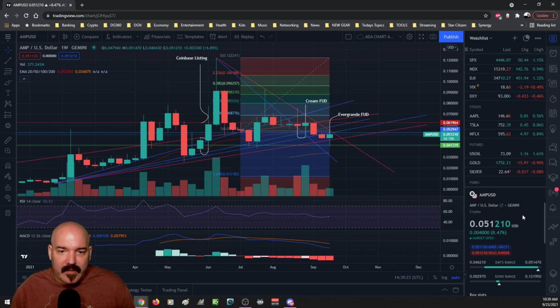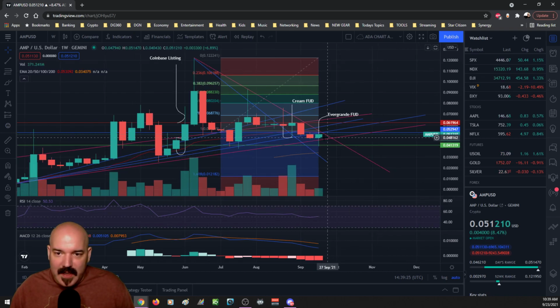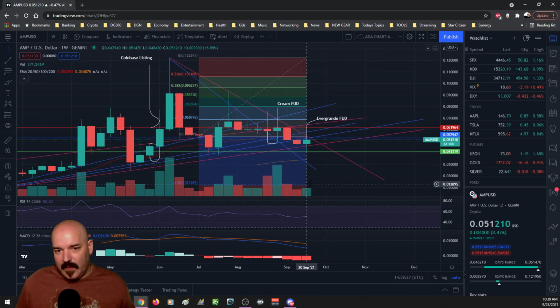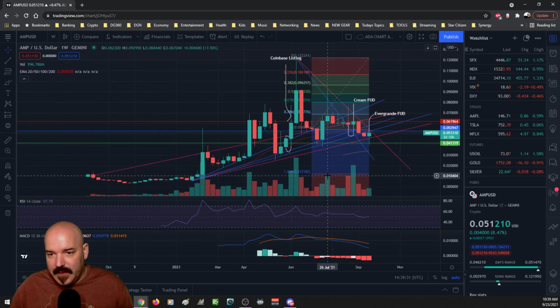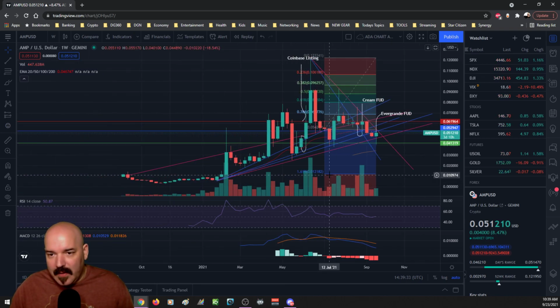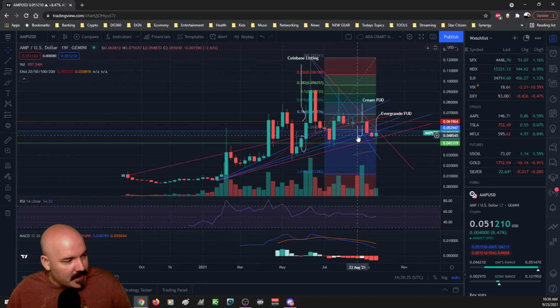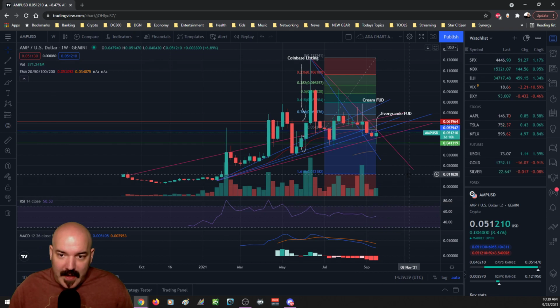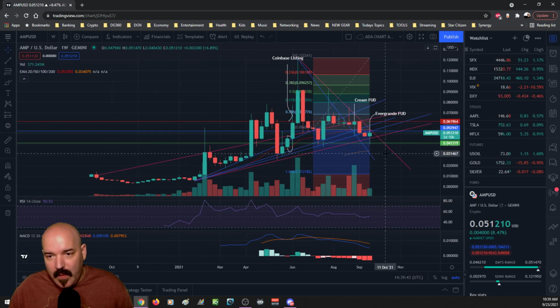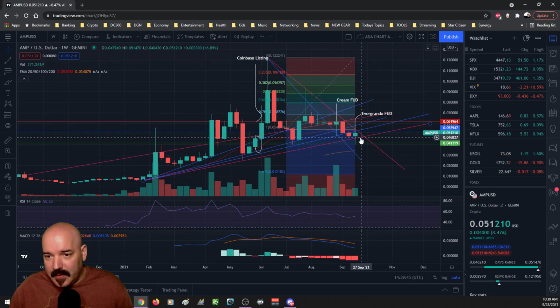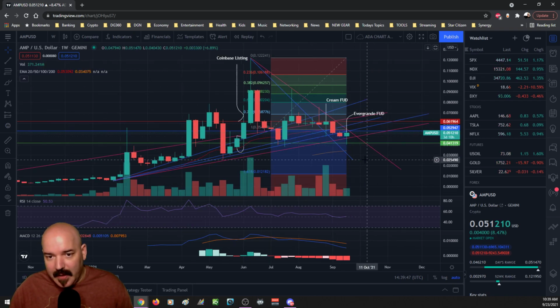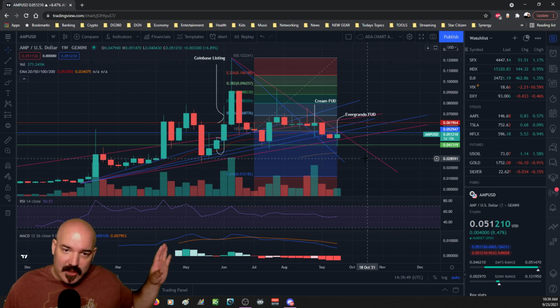But I just love the setup here. When I see setups like this, I just get really happy. On the weekly, it's actually looking pretty nice too. Seeing that hammer there is just a pleasure for me. And if the week finishes out with that green hammer, I think we break this bear trend line. On the weekly, it's much cleaner.